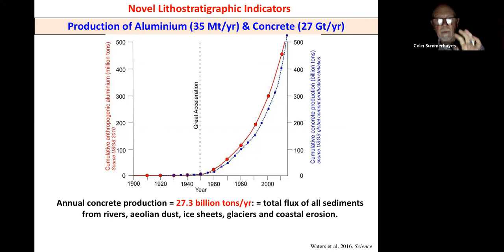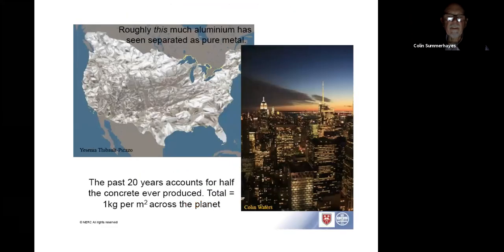So we humans are having a huge, huge effect on the planet. If we took all that aluminium and converted it into aluminium foil and spread it across the United States, we would completely cover the USA.